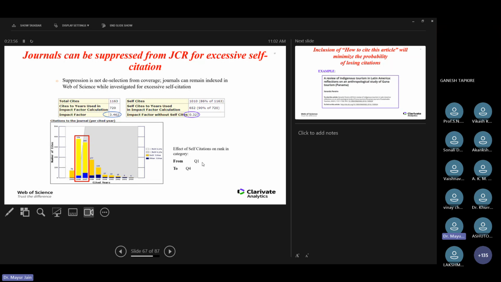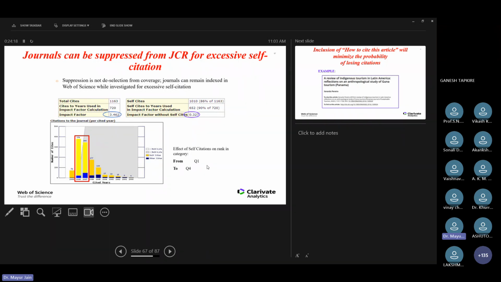Now we were talking about quartiles, Q1, Q2, Q3, Q4, right? Now these quartiles are made based on the self-citation. Now there are many journals which are good, which publish a very good amount of work and good quality of work. But unfortunately, sometimes they come into Q3 or Q4. Why? Because that journal particularly has more self-citation.